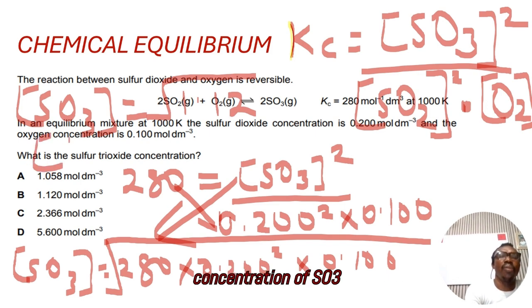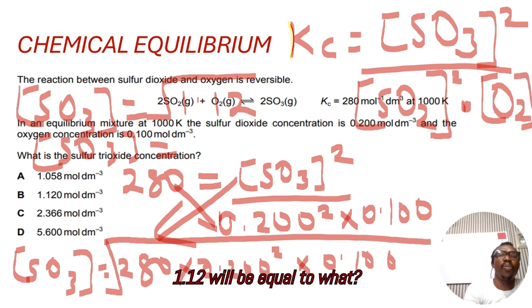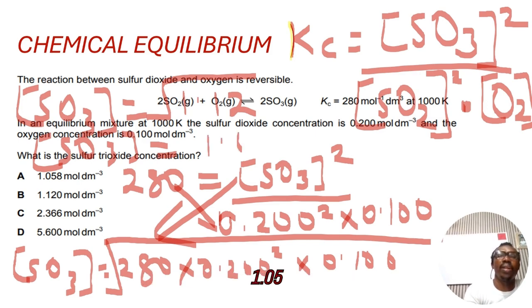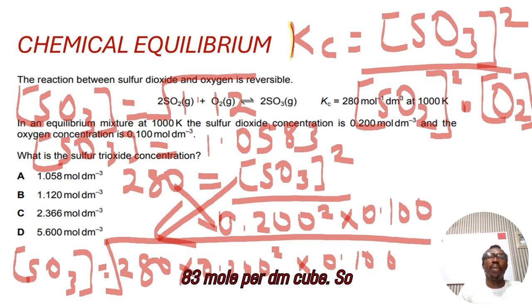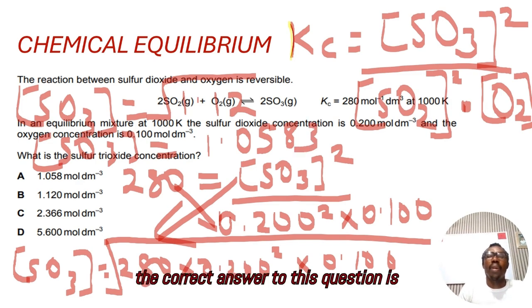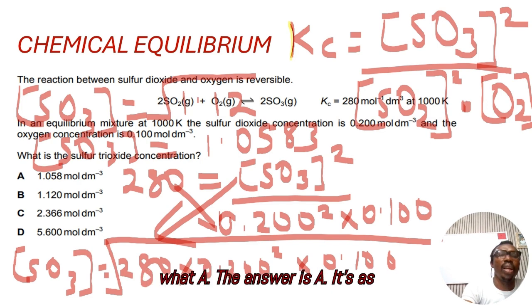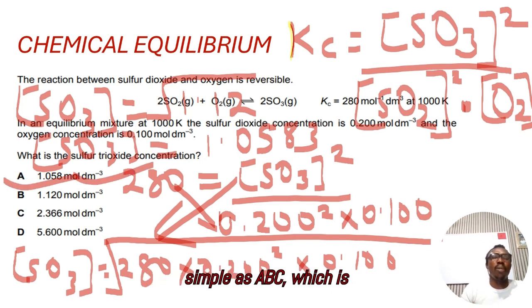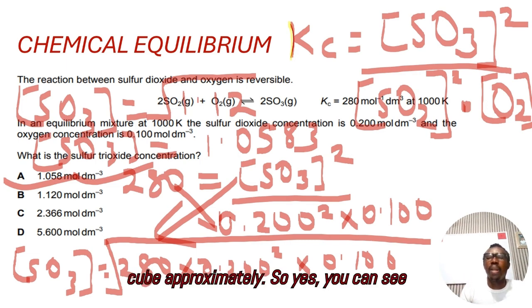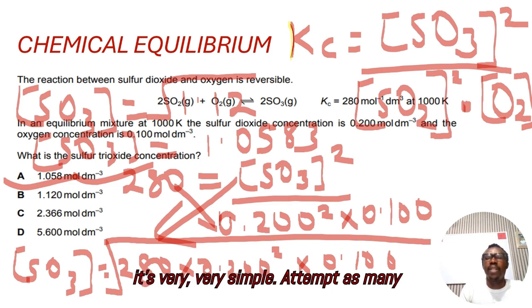So the concentration of SO3 will be equal to the square root of 1.12, which is 1.0583 mole per dm cube. So the correct answer to this question is A. It's as simple as ABC, which is 1.058 mole per dm cube approximately. So as you can see, it's very, very simple.